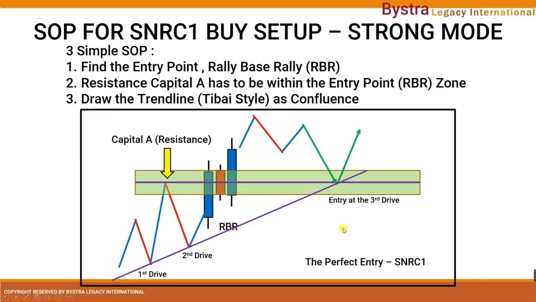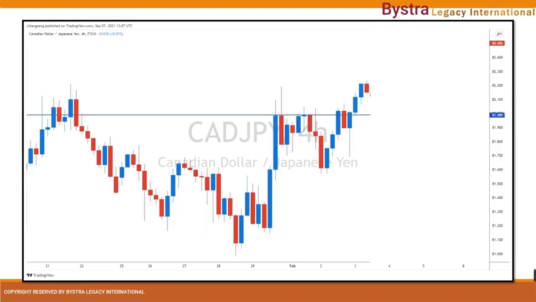Now this is what we call the perfect entry for SNRC1. If you find this kind of setup with a confluence of trend line, you can enter at a bigger lot than your normal lot. Now let's have a look at the example at the chart. So here I have CAD JPY on the H4 time frame. So are you guys able to spot the rally base rally in line together with the capital letter A?